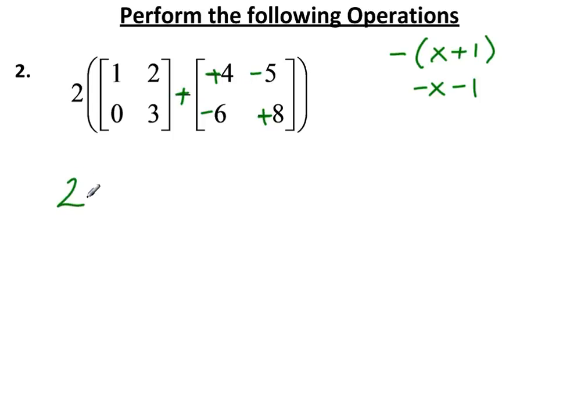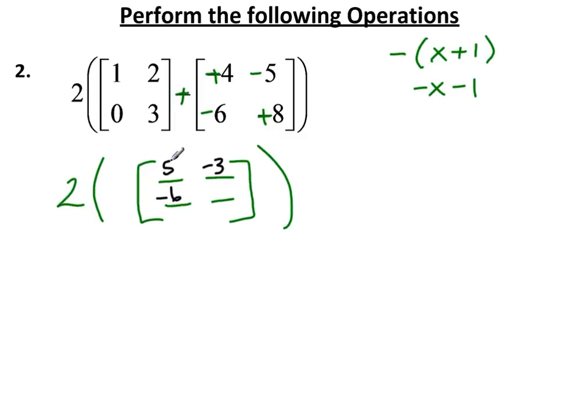So I'm going to remember to put my scalar out front. I know that if I add a 2 by 2 to a 2 by 2, I'm going to get a 2 by 2 matrix. Okay. 1 plus 4 is 5. 2 plus negative 5 is a negative 3. 0 plus negative 6 is negative 6. 3 plus 8 is 11.